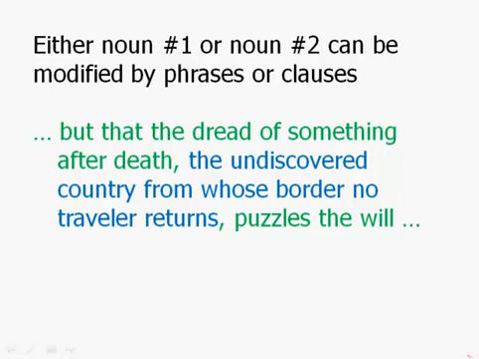But that the dread of something after death, the undiscovered country from whose border no traveler returns, puzzles the will... So we have the noun death, and then we have this appositive phrase. This appositive phrase has a noun, and then actually a modifying clause modifying the noun. So something like this level of sophistication is very typical of how appositive phrases will appear on the GMAT sentence correction.